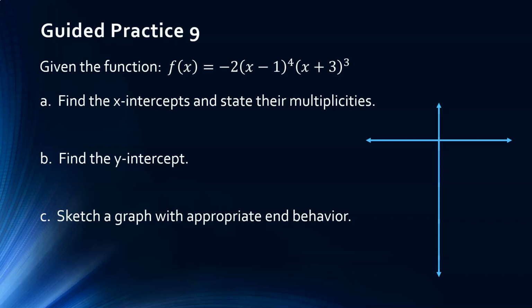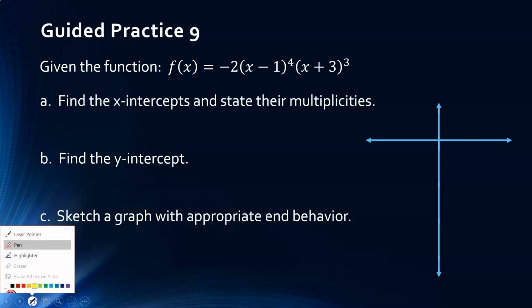Go ahead and find... now notice also the order is different. At this time they ask for the x-intercepts and their multiplicities. They ask for that first and then the y-intercept. And then find the end behavior and sketch the graph. So go ahead, pause the video, and hit play when you're ready to check to see if you did this correctly. All right, let's see how you did.